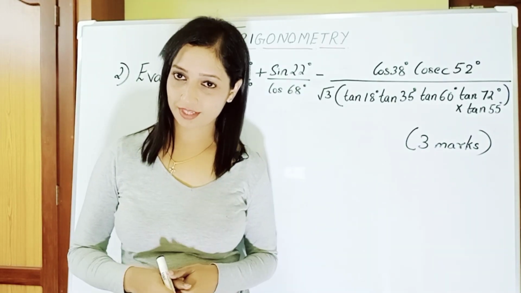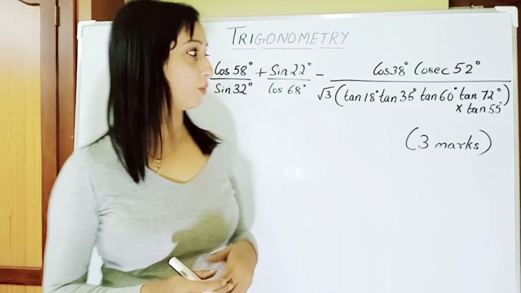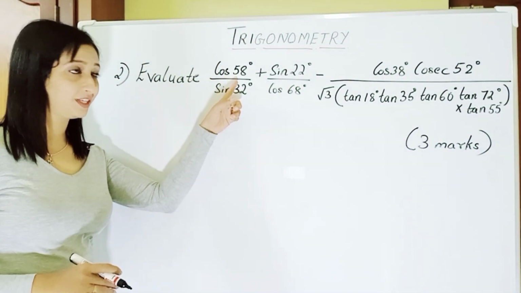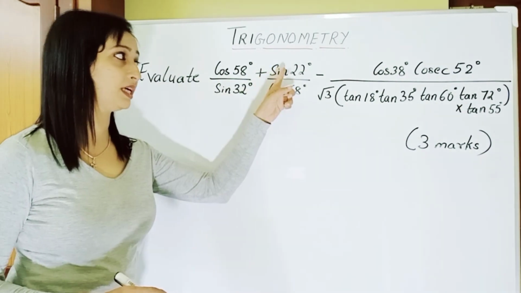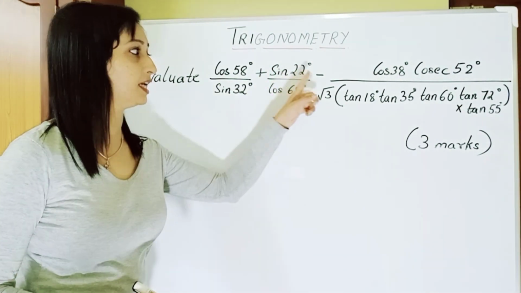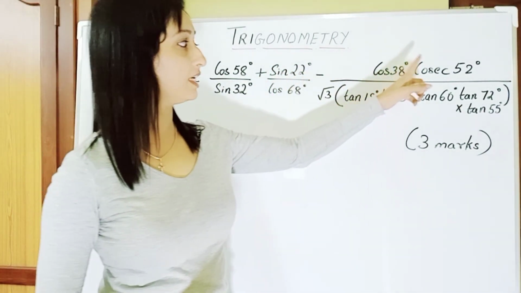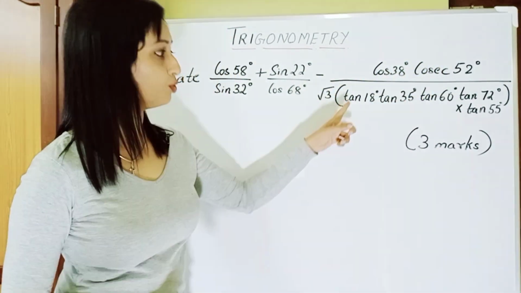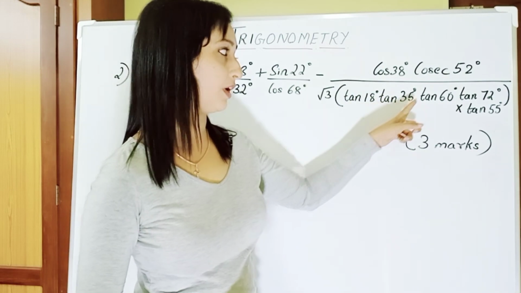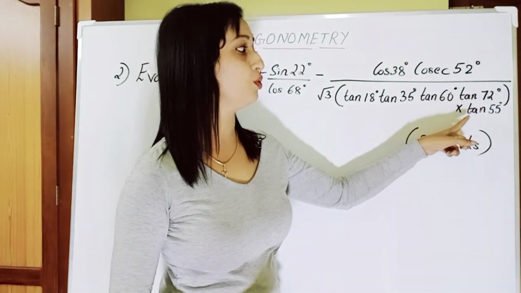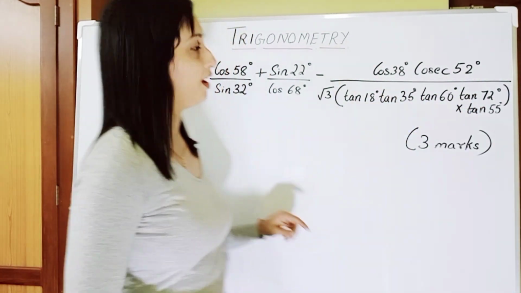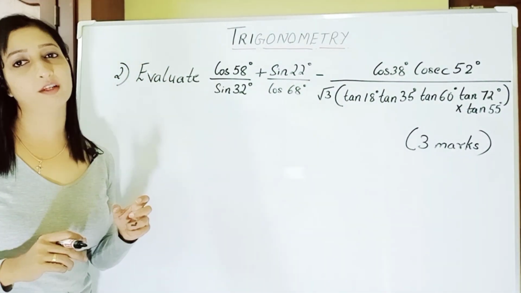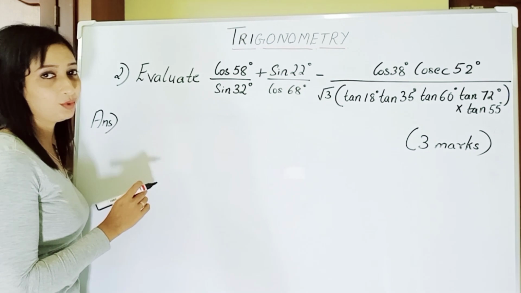Now let's move on to the second question, which is a 3 mark question, and the question is evaluate cos 58 by sin 32 plus sin 22 by cos 68 minus cos 38 into cosec 52 by root 3 into tan 18, tan 35, tan 60, tan 72, tan 55. So how do you do this? First of all, we try to simplify our given question. So how do I do that?